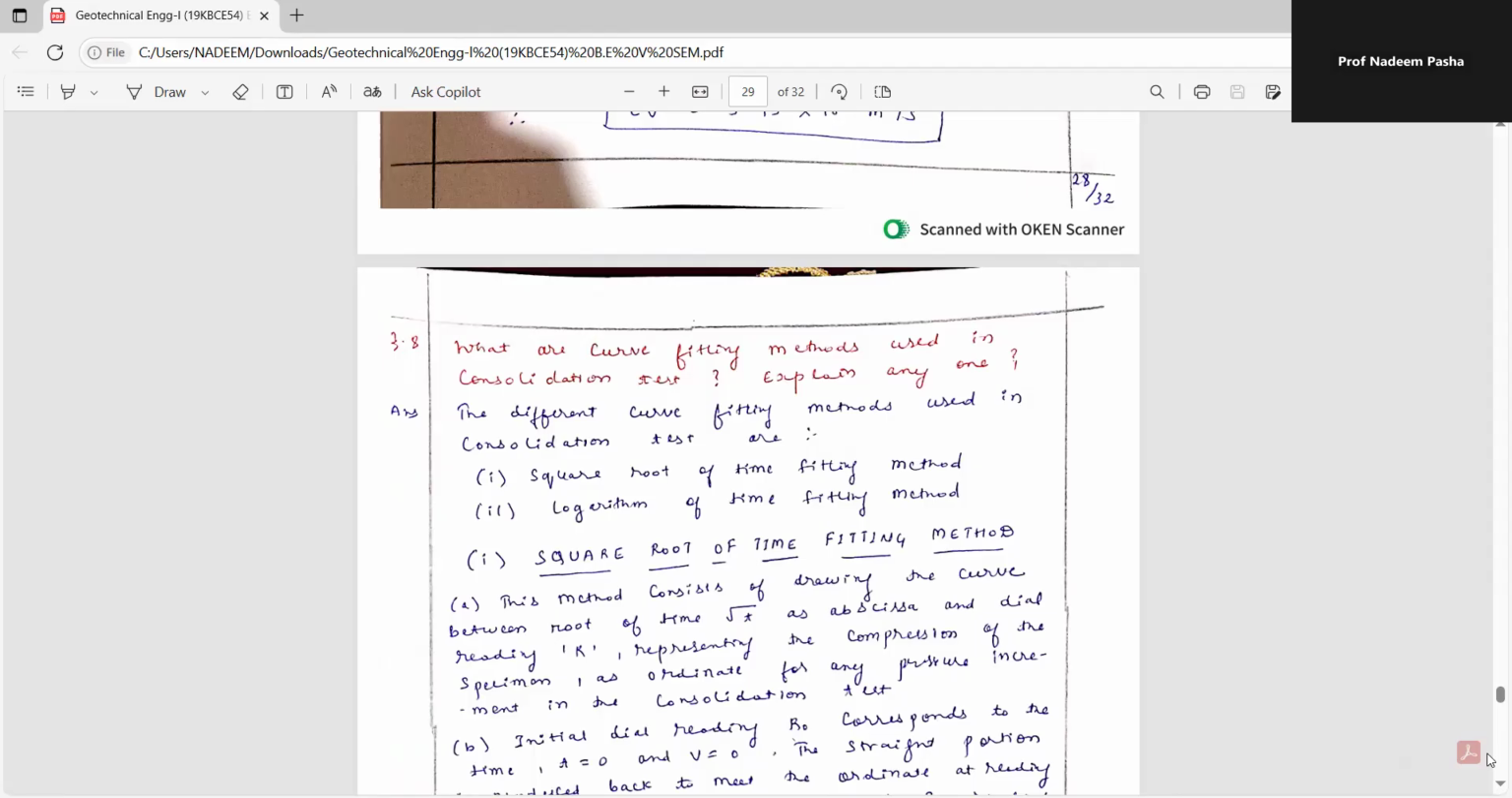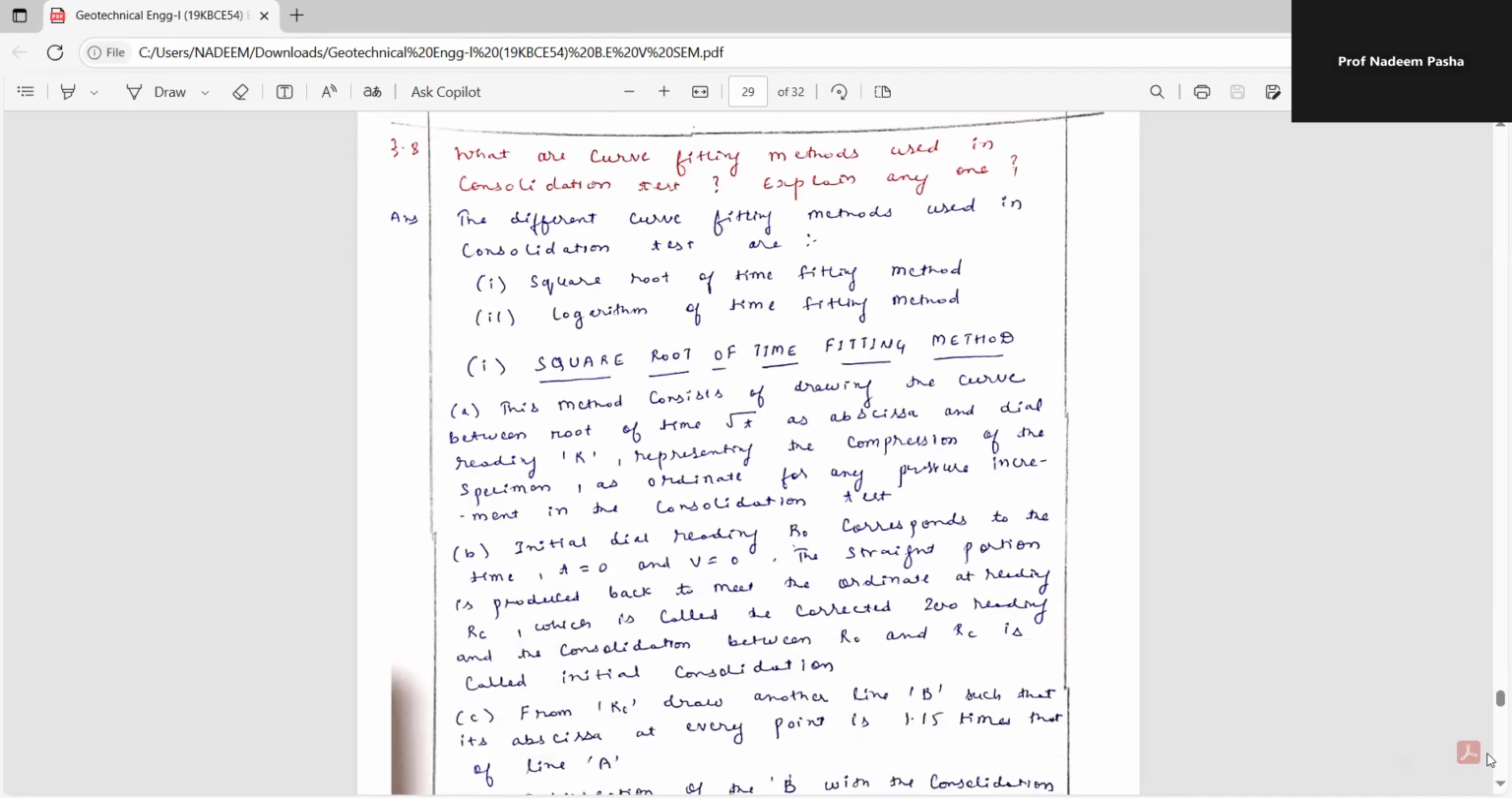This method consists of drawing the curve between the square root of time as abscissa and dial reading R, representing the compression of the specimen, as ordinate for any pressure intensity or pressure increment in the consolidation test. The initial dial reading R0 corresponds to time t equal to 0. The straight portion is produced back to meet the ordinate at reading RC, which is called the corrected zero reading, and the consolidation between R0 and RC is the initial consolidation.